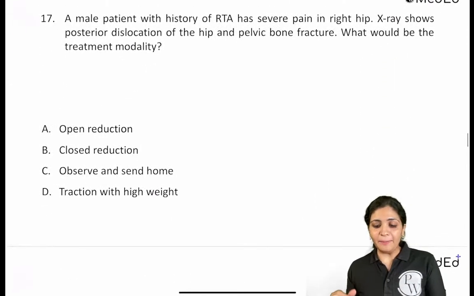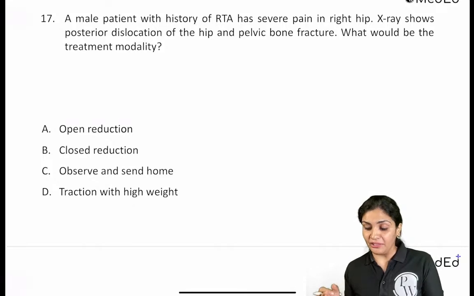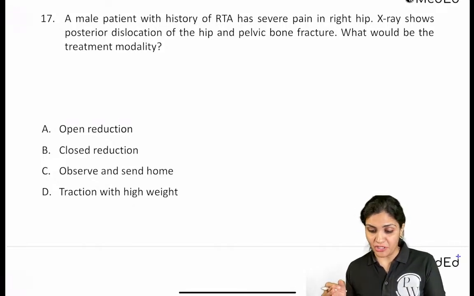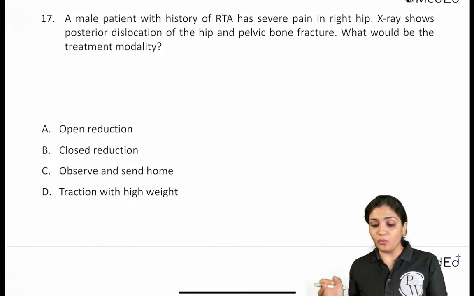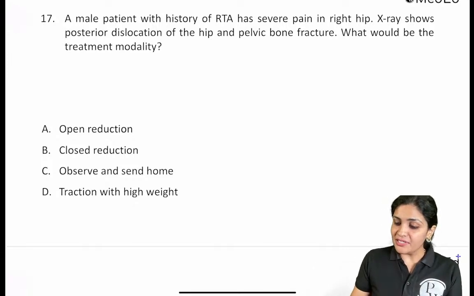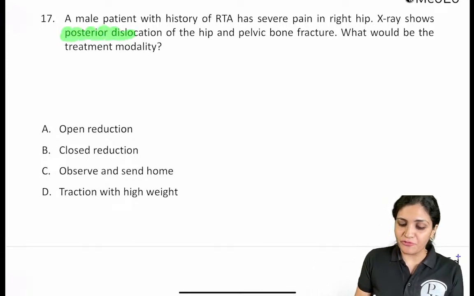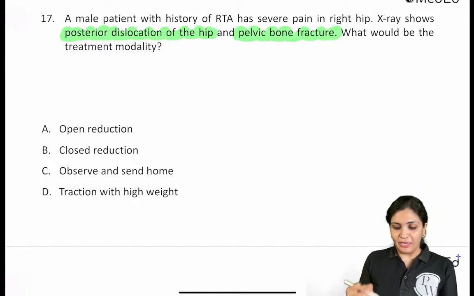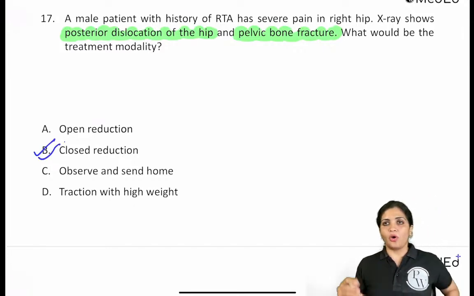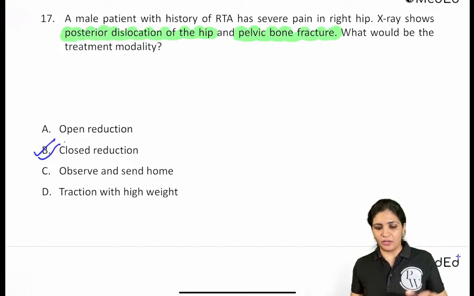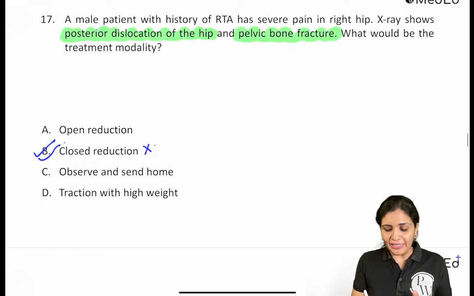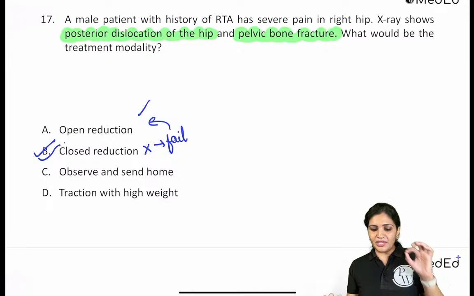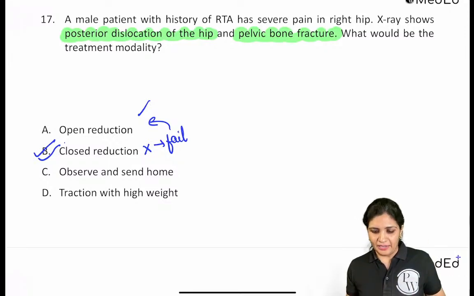Next question: a male patient with a history of RTA has severe pain in the right hip. X-ray shows a posterior dislocation of the hip and a pelvic bone fracture. What would be the treatment modality? They are presented with a posterior dislocation of the hip, which I've told you is very, very important, and a pelvic bone fracture. Even if it is a pelvic bone fracture, you always try closed reduction first. If you fail in the closed reduction, then you go for open reduction.